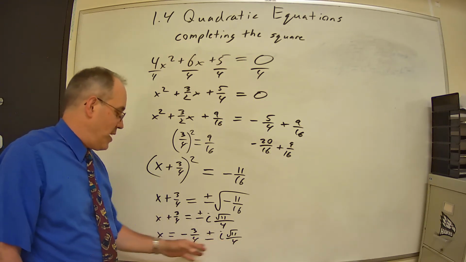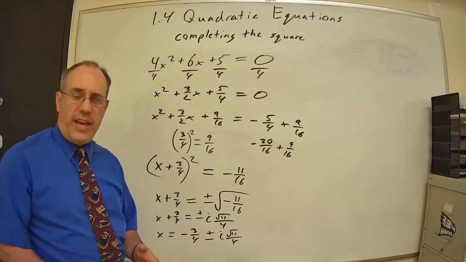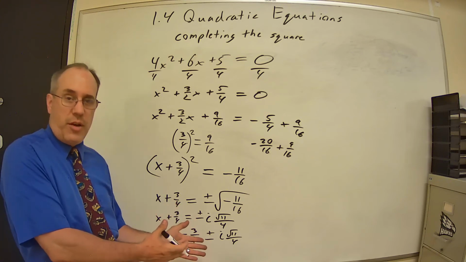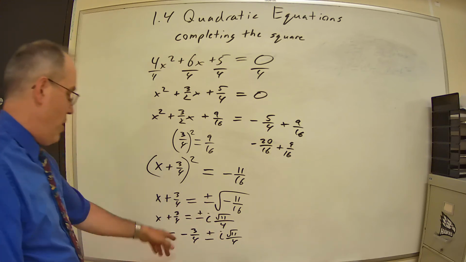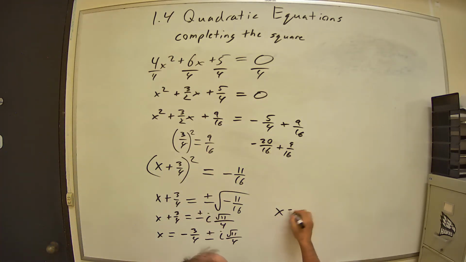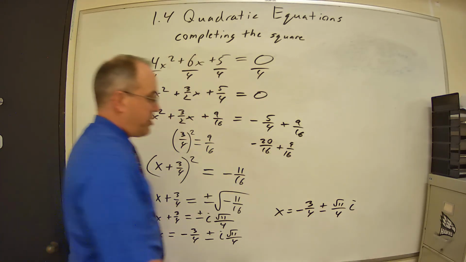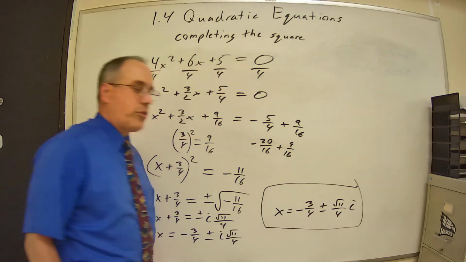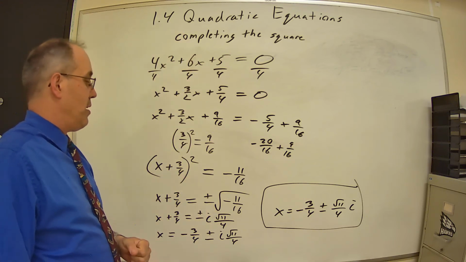And some people may like to put this whole thing over 4, but that doesn't leave it in terms of a complex number. That leaves it as a quotient in there. So I would say the most correct thing to do at this point would say that x is equal to negative 3/4 plus or minus the square root of 11 over 4 i. That would be my considered most correct form to leave this in. So you can see that we completed the square.